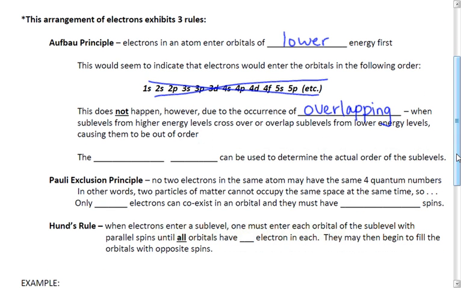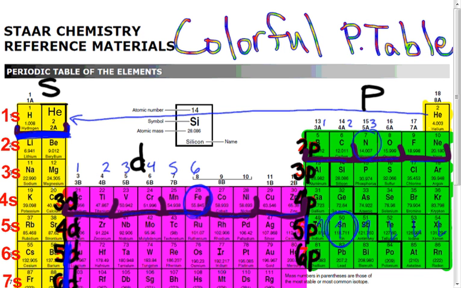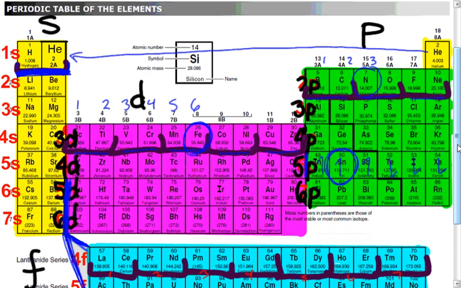And the order is still going to be easy for us to figure out because all we have to do is look at our periodic table. The periodic table can be used to determine the actual order of the sublevels. So let's go ahead and look at our periodic table that we filled in. You're seeing that we're starting with 1s in this first row. The helium is part of that. We're putting it over here with the hydrogen. So we have 1s. And then when you look at the second row, we have 2s and 2p, 3s, 3p.